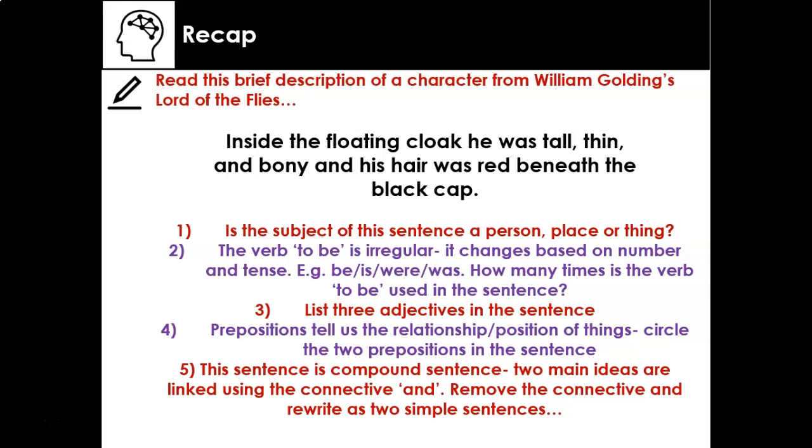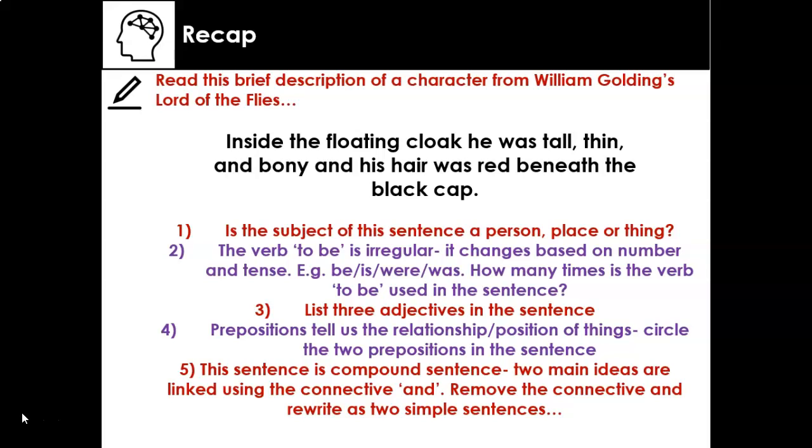Hopefully what you've seen emerging is that this isn't about writing pages and pages. We are looking at creating sentences of powerhouse writing. So we have one sentence here that encapsulates a character. Inside the floating cloak, he was tall, thin, and bony, and his hair was red beneath the black cap. Okay, then, so let's look at what makes this sentence work.